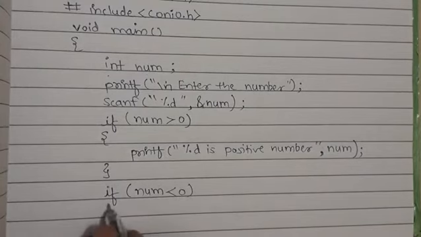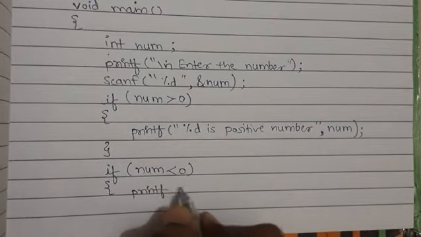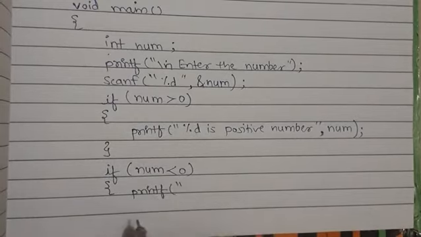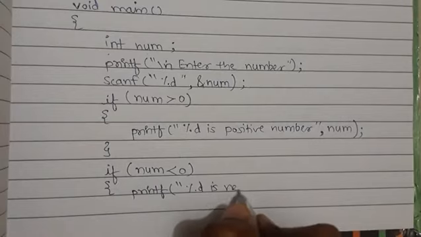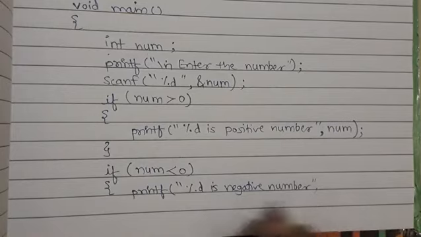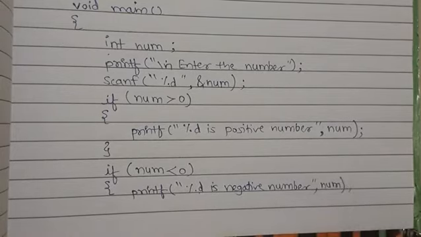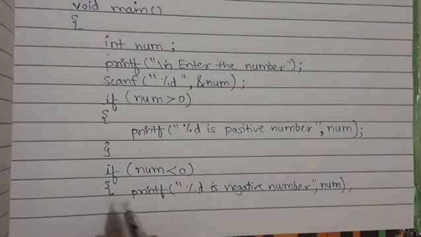And here what will it print? I will write here printf, within this printf double quotes, and we write %d is negative number. Now instead of %d, it should print the value of num. So here num will print, the value of num is printed as a negative number, and then this opening curly bracket is given here, then here it should be the closing bracket.